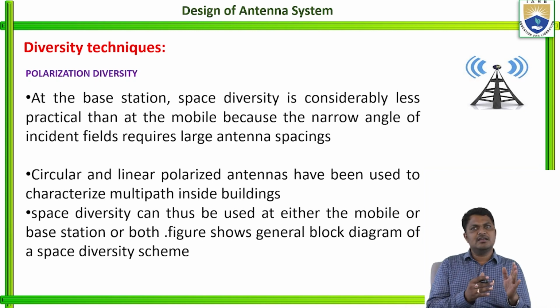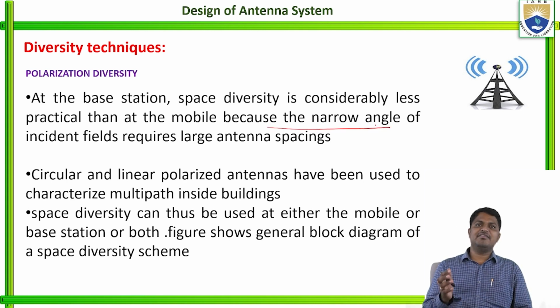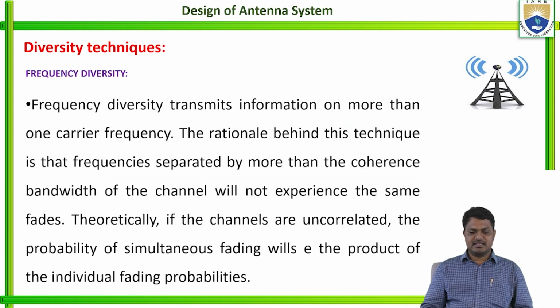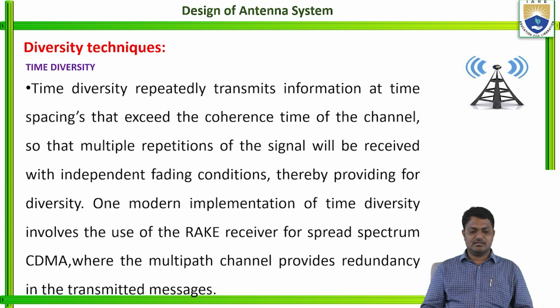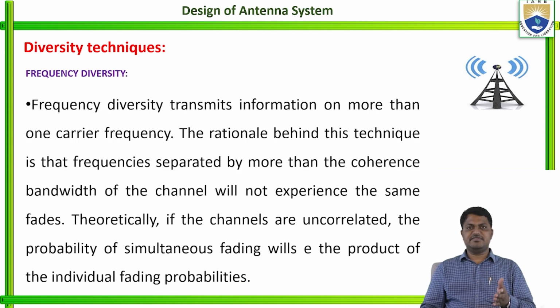At the base station, space diversity is considerably less practical than at the mobile because the narrow angle of incident fields requires a large number of spacings. That's why circular and linear polarized antennas are used to characterize the multipath inside buildings. So space diversity can be either at the mobile or the base station or both. See the figure I have given here.